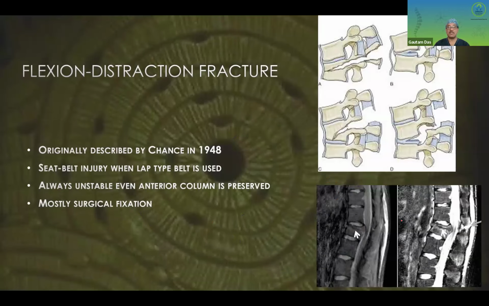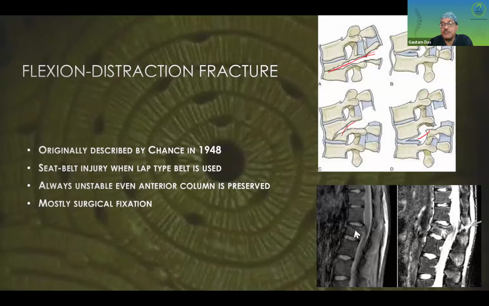One is flexion distraction and another is fracture dislocation. You see, the fracture dislocation is also known as the seat belt kind of injury. So if there is a motor vehicle accident with the seat belt and a sudden jerk, acute flexion, what will happen? This is the type of fracture.